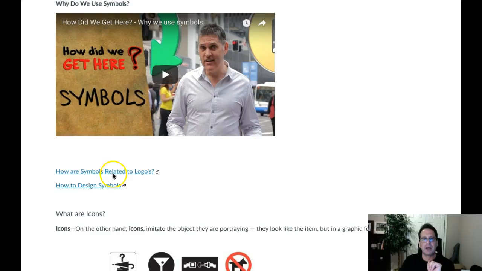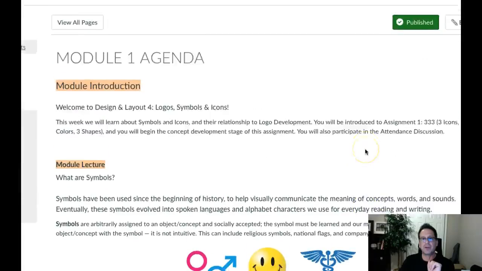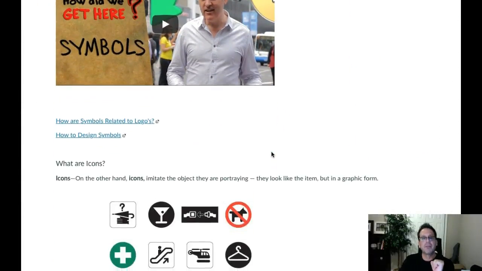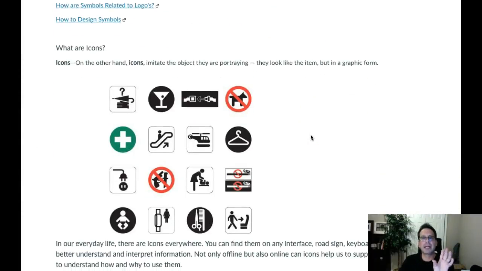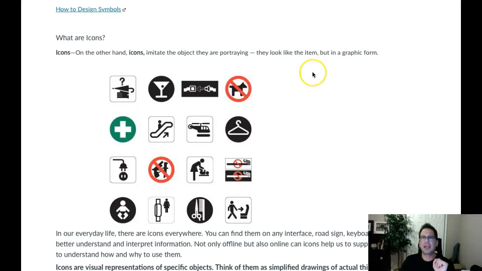Okay, we also have how symbols are related to logos and how to design symbols. So take a look at those, and that is your kind of introduction to symbols. Then from there, we move on to what are icons. Now, icons are a little bit different than symbols in that it's still a shorthand way to communicate a visual message without having to draw it out or write it out. So one little icon represents an idea, right?